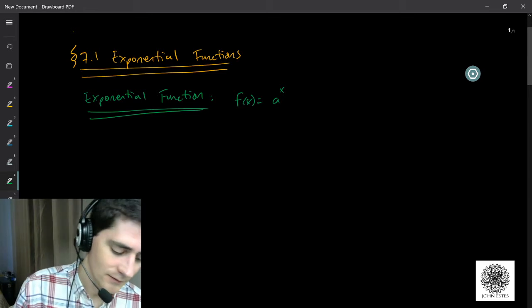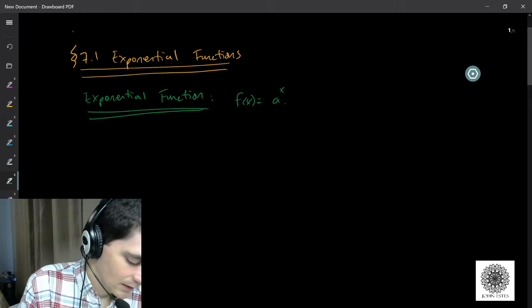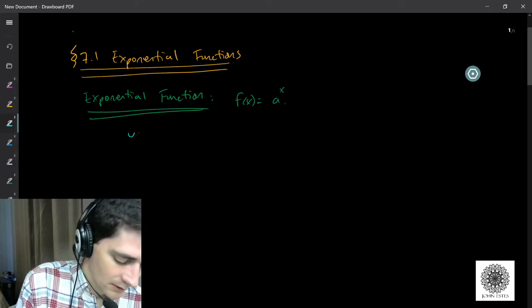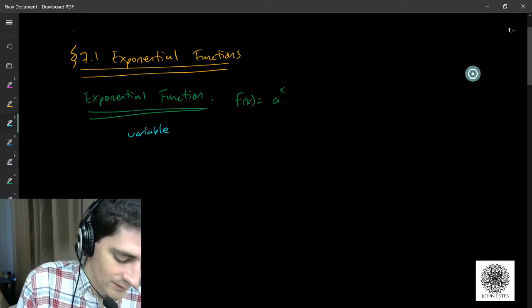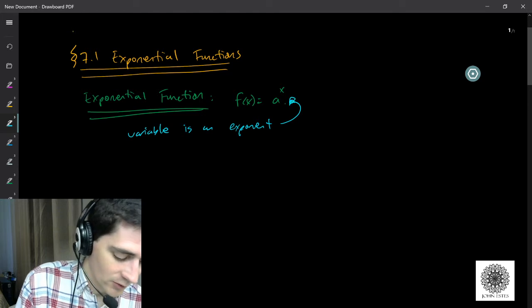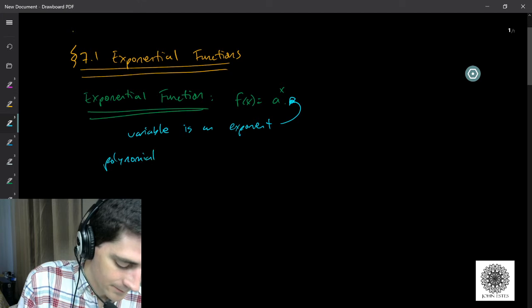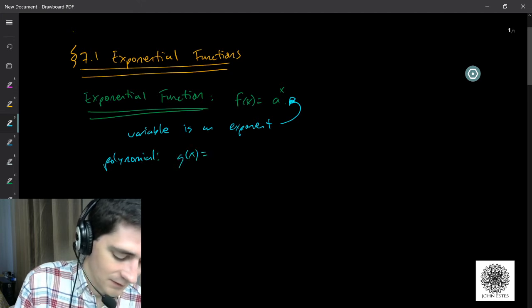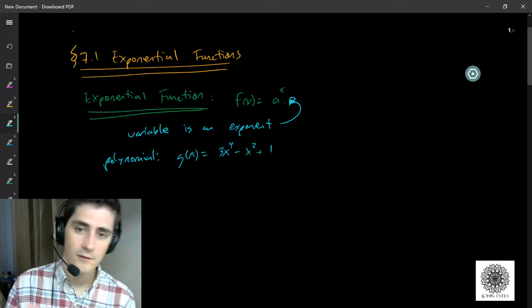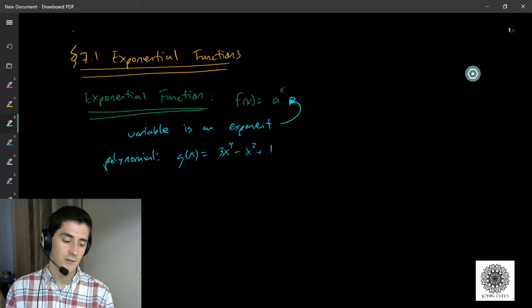All right, and so what is different about this? Well, notice that your variable, my x, is an exponent, right? With polynomials we've had stuff like this. So here's an example of a polynomial. We've had g of x equals something like 3x to the fourth minus x squared plus 1. Notice that your variables are raised to powers, but the variables are not exponents themselves.